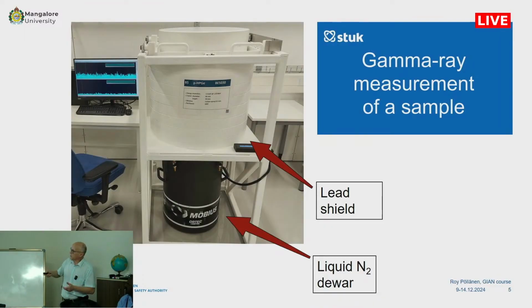This is one of our detectors. The lead shield is like this. We have a dewar, this part of the detector. We don't have those analog measurement systems anymore in my organization. We have only digital ones. So you cannot practically see the MCA here.